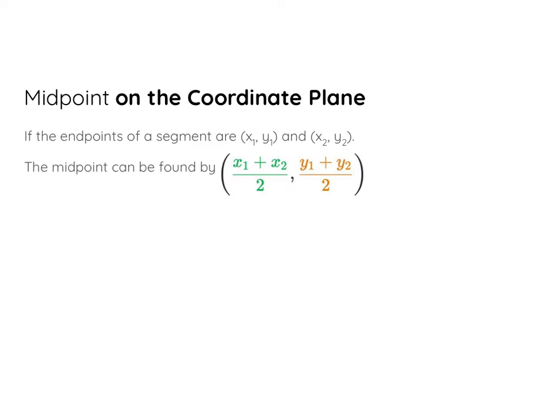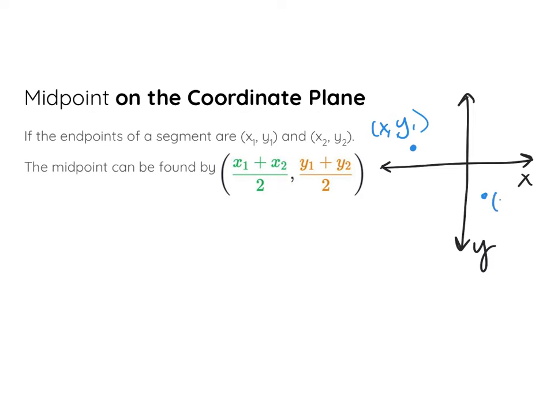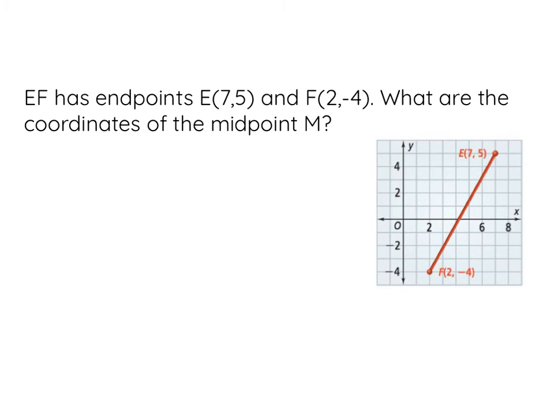Now, if I want to find the midpoint on a coordinate plane, so not on a number line, but on an XY coordinate plane, right? Where we have X, which goes horizontally, and Y, which goes vertically. We could have a point x1, y1, and we could have another point x2, y2. And if I want to find the midpoint of that, I'm going to use this formula here. So I'm going to add the x values together, divide by 2, add the y values together, divide by 2. So let's try that one out.